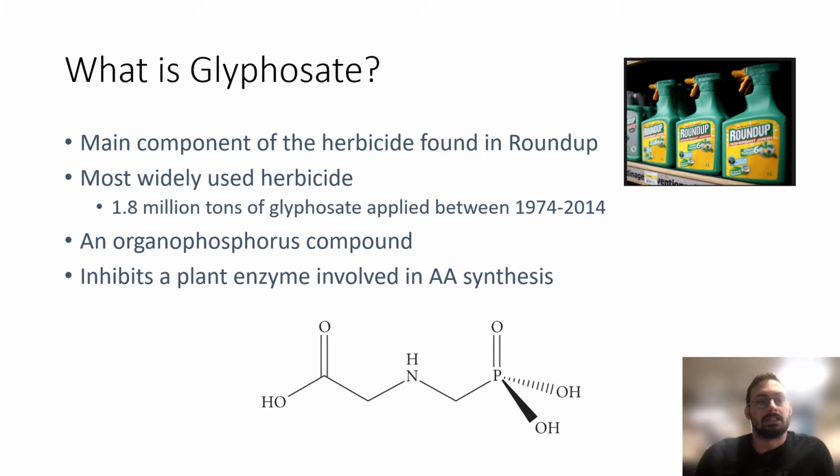So what is glyphosate? Glyphosate is the main component of the herbicide found in Roundup. It is the most commonly used herbicide today. 1.8 million tons of glyphosate was applied between 1974 and 2014. It is an inorganic phosphorus compound that's found in our non-organic fruits, vegetables, and soy products. It inhibits a plant enzyme involved in amino acid synthesis.